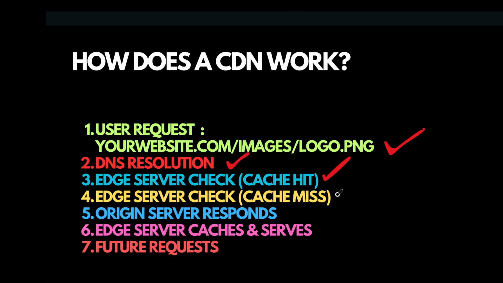Okay. If we have a cache miss, edge server on cache miss: if the edge server doesn't have logo.png in its cache, which is a cache miss, it then makes a request to your origin server to fetch the image. Okay. The origin server responds: your origin server sends the image back to the CDN edge server. Number 6, the CDN edge server receives the image, caches it for future requests, and then simultaneously serves it to the user.